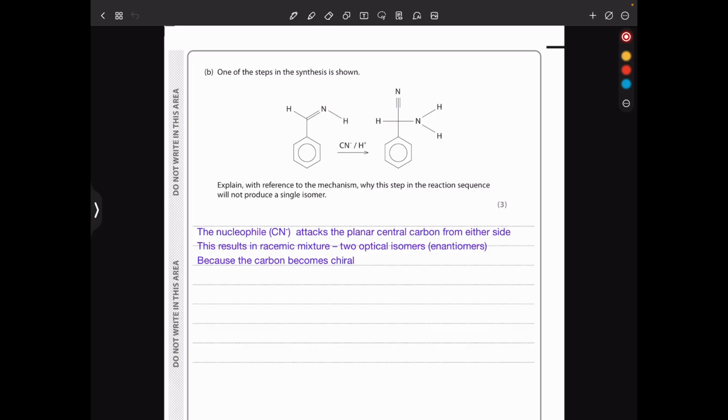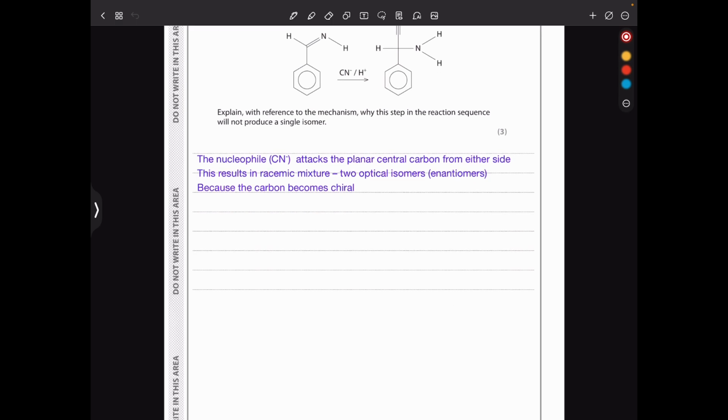So we have that. And they say explain with reference to the mechanism why this step in the reaction sequence will not produce a single isomer. So when we look at the reactant around this carbon, the shape is planar, so this nucleophile can attack from either side, forming two possible enantiomers, and since the product has a chiral carbon, those two enantiomers could be formed. So I say that the nucleophile attacks the planar central carbon from either side. This results in a racemic mixture, two optical isomers or enantiomers, because the carbon becomes chiral.